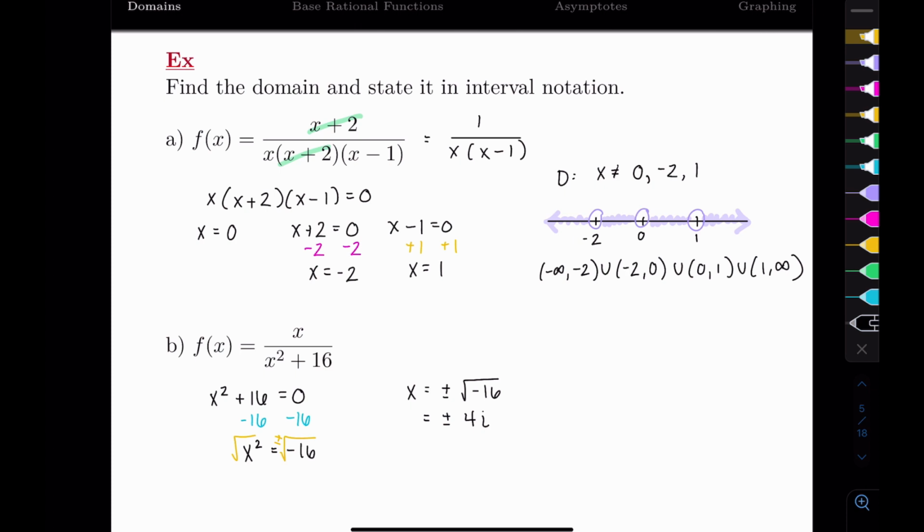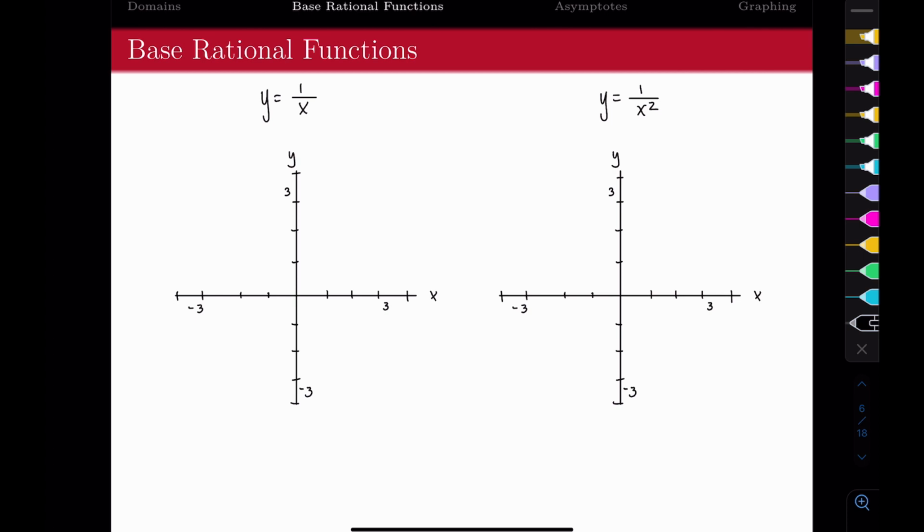So because of this, I can really plug in whatever I want, and I'm never going to have an issue. So my domain is going to be all real numbers, from -infinity to +infinity. Okay. All right, so let's look at a graph of two kind of simpler rational functions, and we'll start with these. A lot of our rational functions may have a similar shape to this, but if we can be comfortable with these, then as we start building up, it'll get a little bit easier for the more complicated ones.